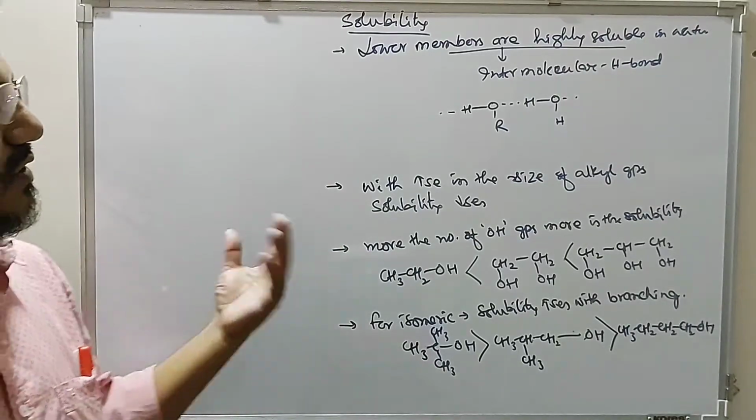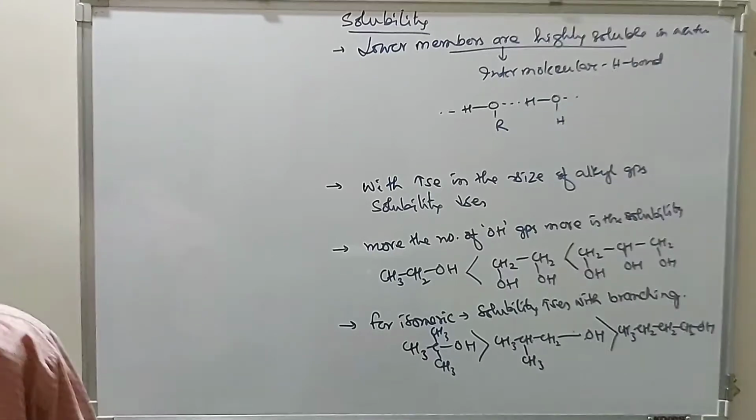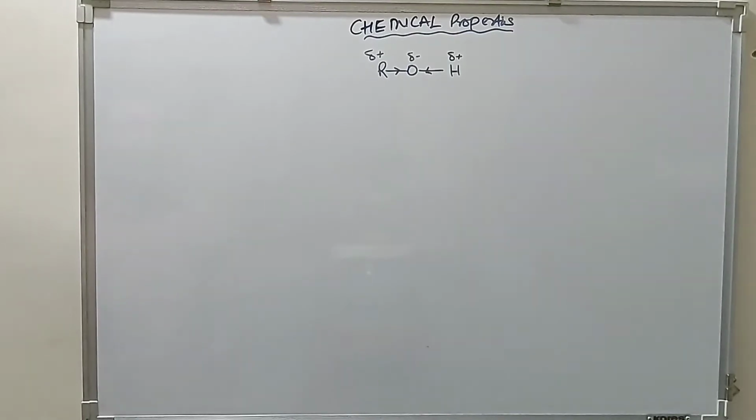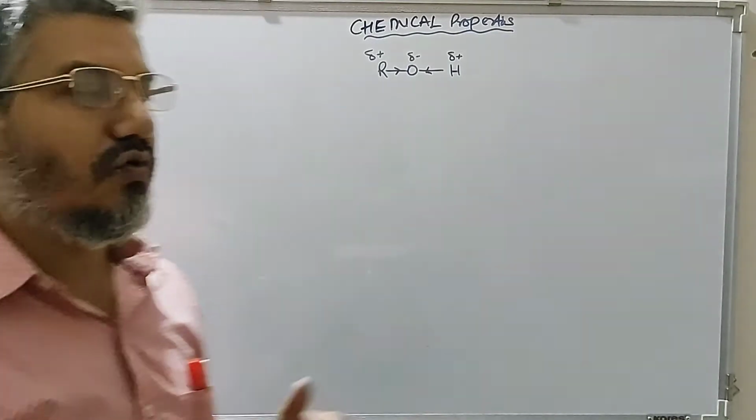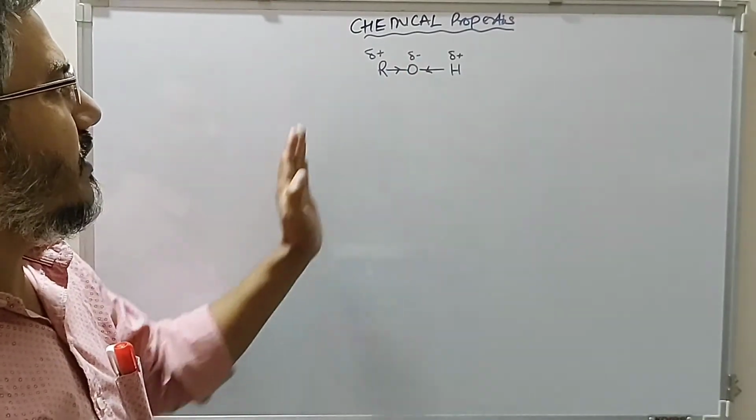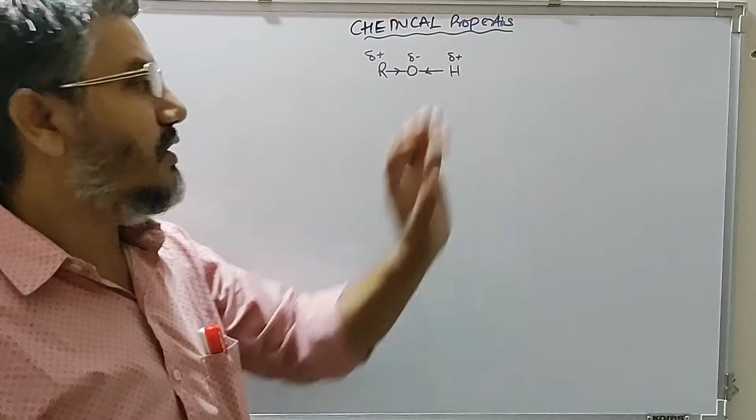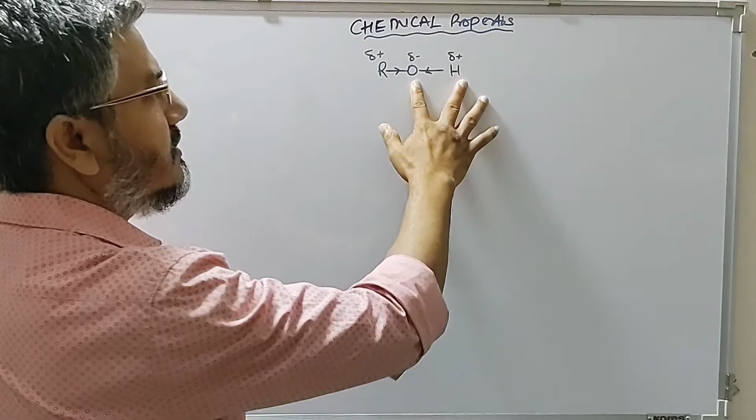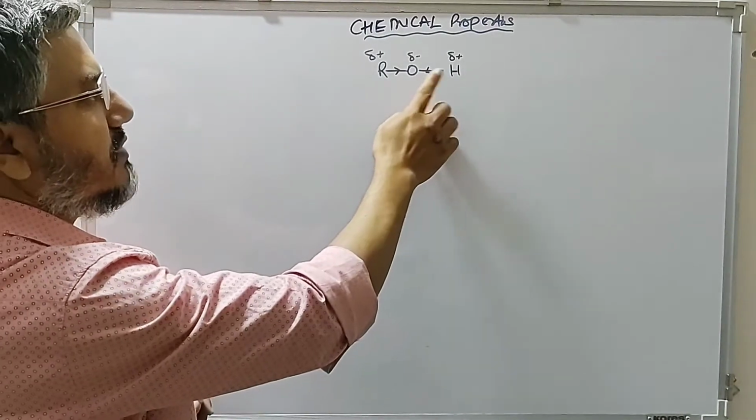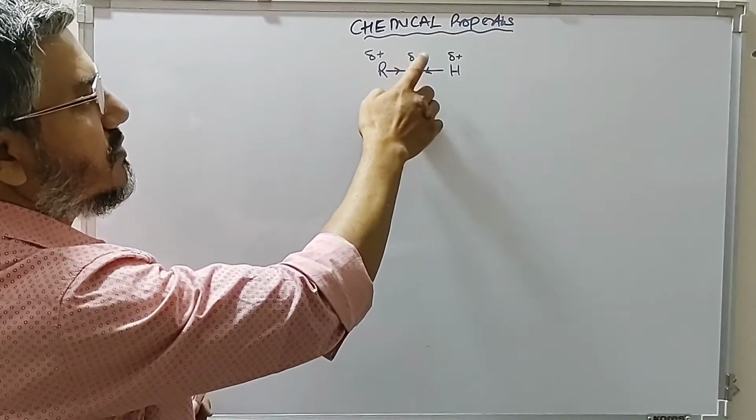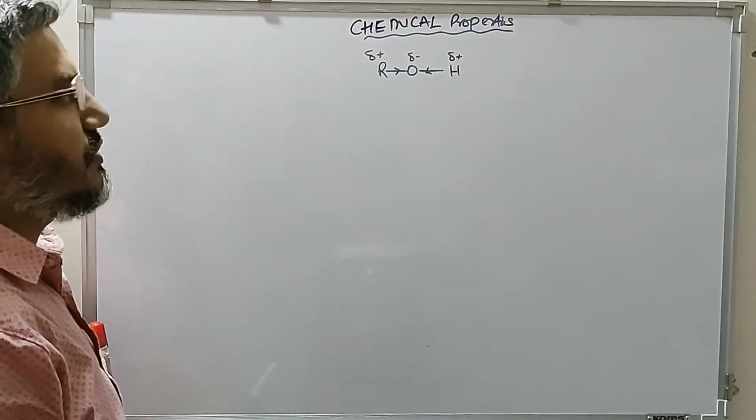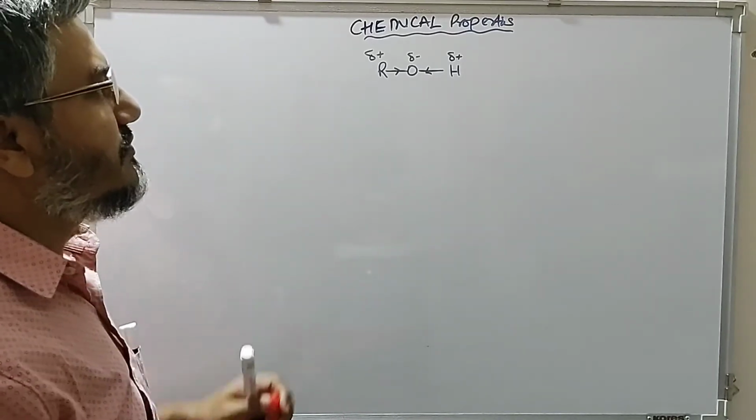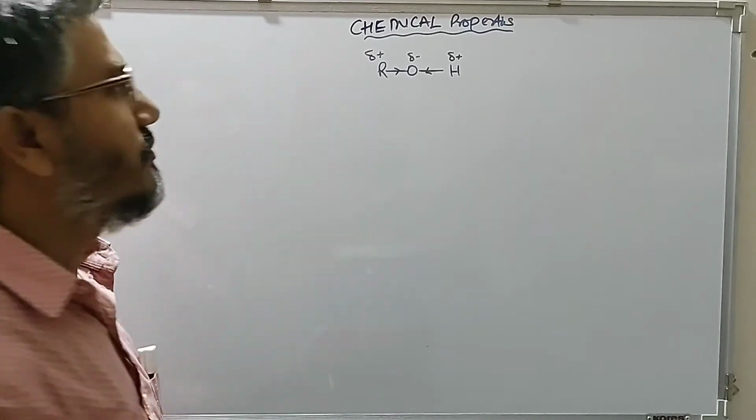Now from this we'll move on to the chemical properties of alcohols. To define these chemical properties, we have to look at the polarization of the bond in alcohols. The oxygen-hydrogen bond is polarized. Hydrogen being less electronegative than oxygen, oxygen carries a partial negative charge, hydrogen carries a partial positive charge. So this polarization of the OH bond gives rise to the acidic nature of alcohols.